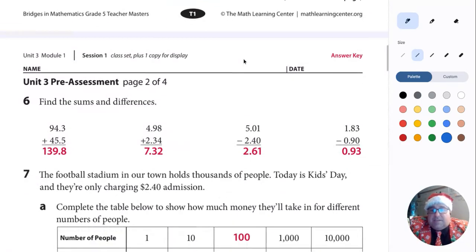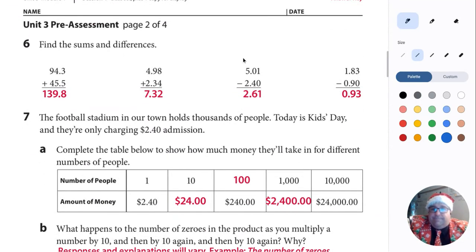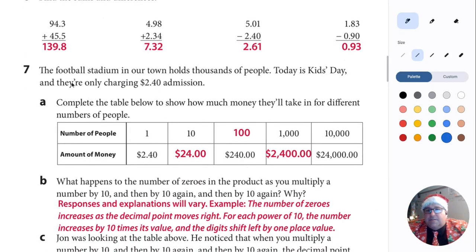And number 6 is the same idea, guys. Just adding, regrouping, carrying. Doesn't look to be anything too tricky on these. 5 plus, we get 8, 9. 9 plus 4 is 13.